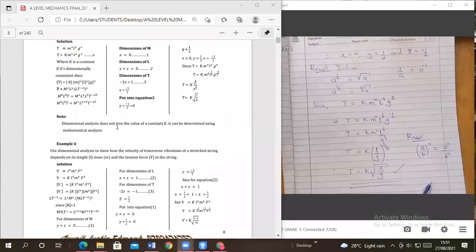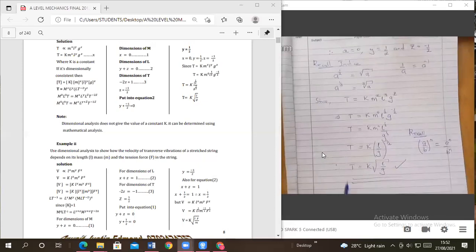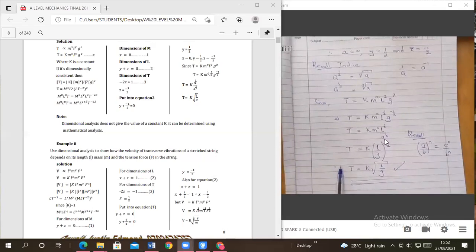We said dimensional analysis does not give the value of a constant, k. It can only be determined using mathematical analysis. So dimensions will not help us to find this. We just leave it as a constant, k. Don't bother yourself because of dimension when getting this constant. But when we go to the formula that we have been using, we find that here is supposed to be 2 pi. But that one is not what we are looking at now. We shall look at it when we move to the second part, which is motion. We shall understand that one when we come to motion.